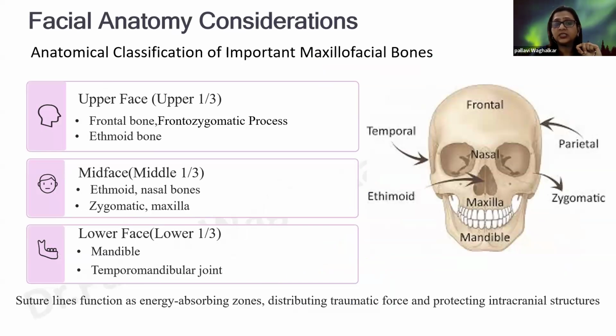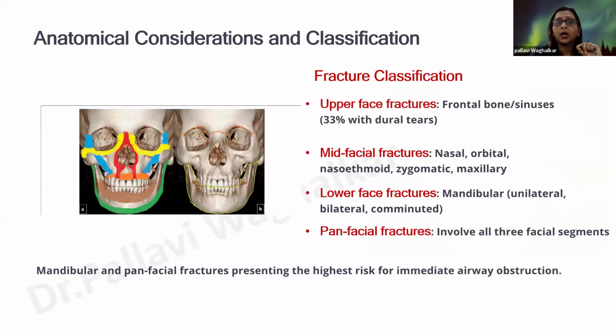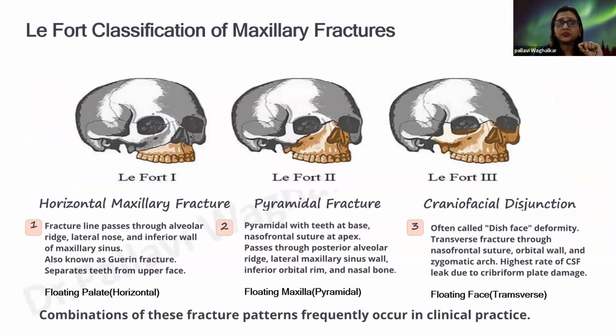The suture lines function as energy absorbing zones, distributing the traumatic force and protecting the intracranial structures. Basically, in upper face fractures, 33% can lead to dural tears. The lower face fractures, mandibular, can be unilateral, bilateral, and panfacial, involving all these three facial segments. So mandibular and panfacial fractures present the highest risk of immediate airway obstruction.